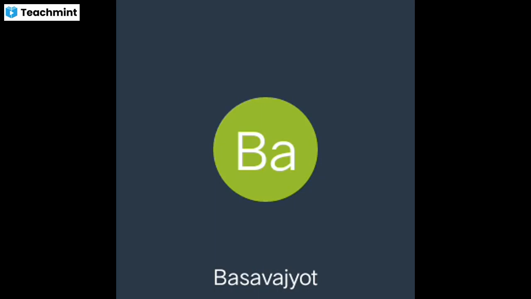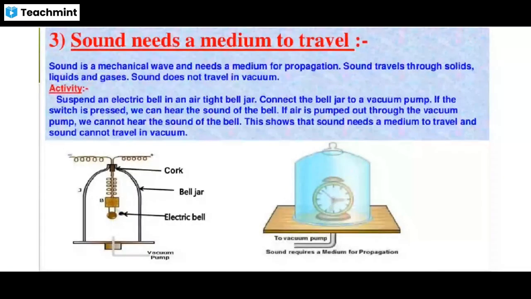So that is about the sound waves, how they are produced and how they are propagated. Now you can see sound needs a medium to travel. So here is one experiment given for you. This is a famous experiment, the bell jar experiment for sound waves.